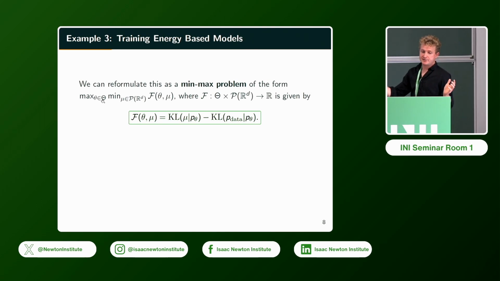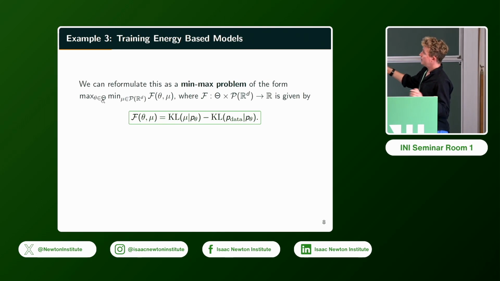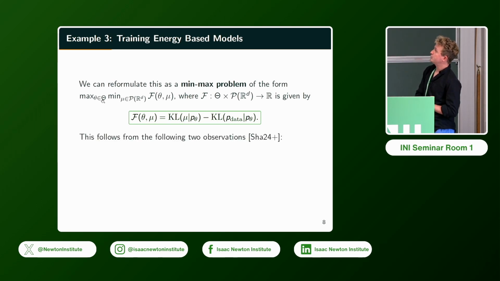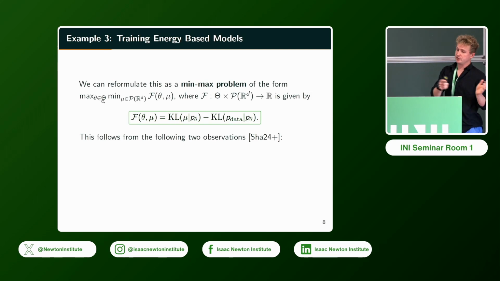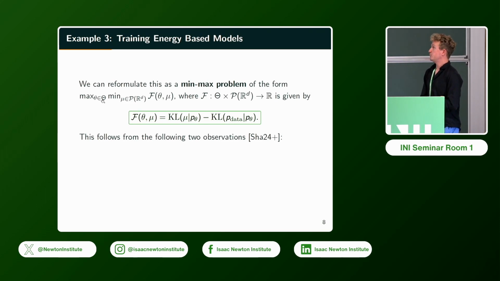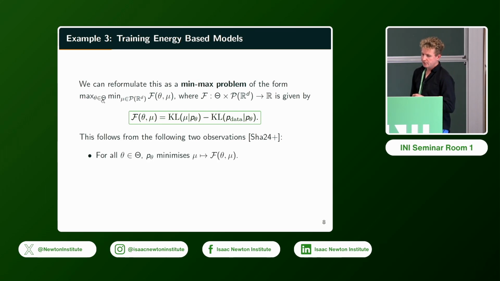Well, you can actually reformulate this as a min-max problem of the following form. If we define this objective functional, which is sometimes referred to as the contrastive divergence approach to training energy-based models, it is the difference between the KL divergence between mu and the model, and the KL divergence between the data distribution and the model. It turns out that you can equivalently formulate the problem of learning the energy-based model as trying to solve this optimization problem. So how do we see this? Well, if you fix theta and stare hard enough at this, then you can see that p_theta uniquely minimizes this, right?